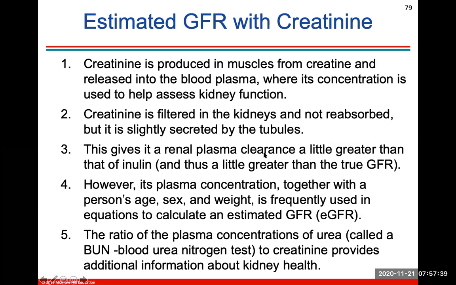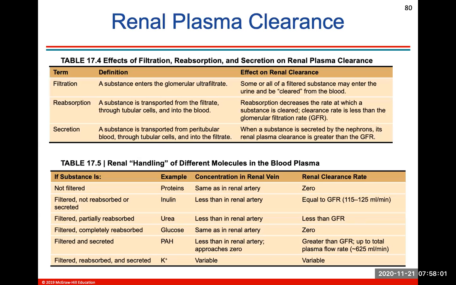Estimating the glomerular filtration rate with creatinine. Creatinine is produced in muscles from creatine and released into the blood plasma, where its concentration is used to help assess kidney function. It can change based on a person's age, sex, and weight, and it can be calculated with that estimated glomerular filtration rate as well.